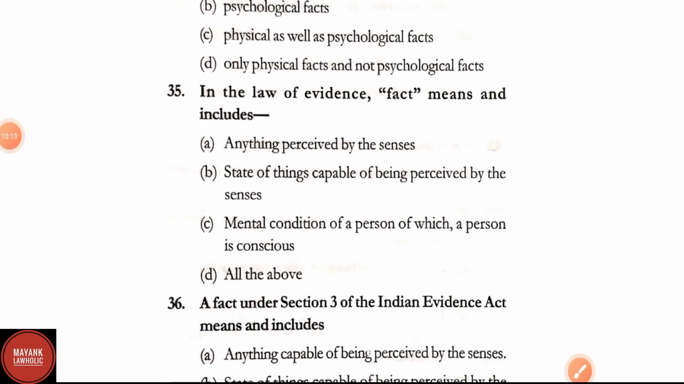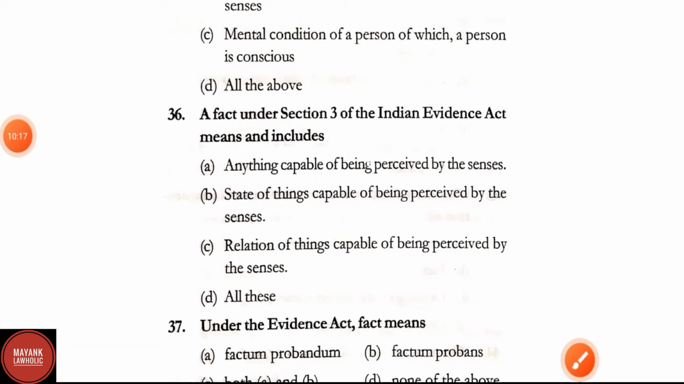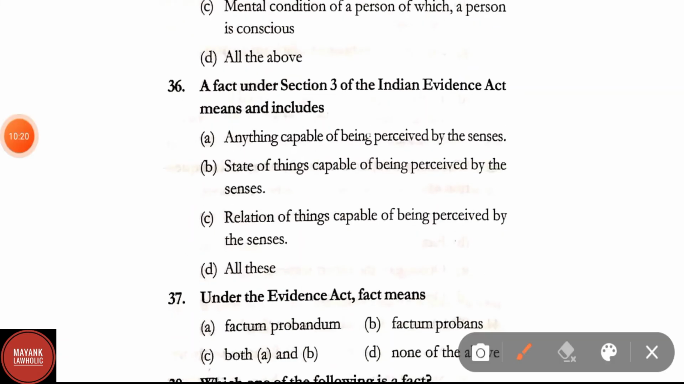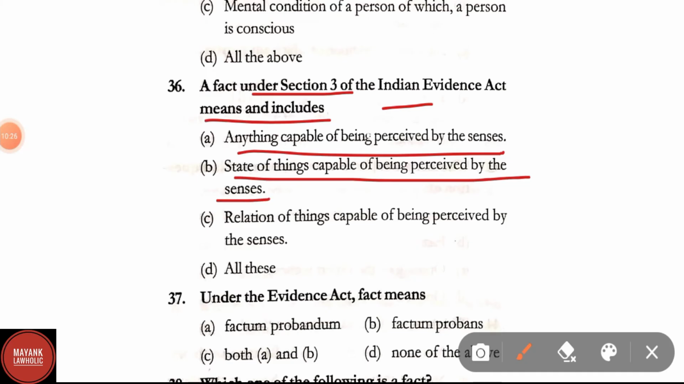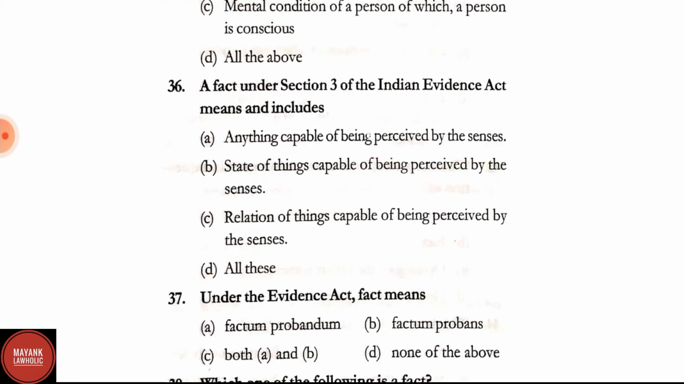In law of evidence, facts means and includes anything perceived by the senses, state of things capable of being perceived by the senses, and mental conditions of which a person is conscious. Question number 36. A fact under section 3 of Indian Evidence Act means and includes anything capable of being perceived by the senses, state of things capable of being perceived by the senses, relation of things capable of being perceived by the senses. Option D is the correct answer.